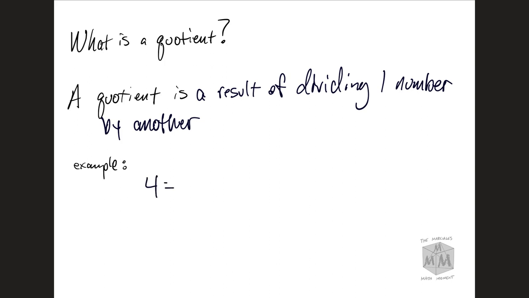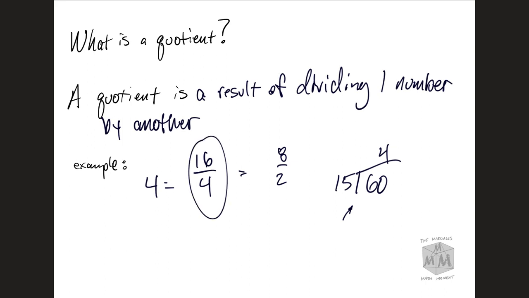So 4 could be a quotient. Quotient of 16 divided by 4. Could also be 8 divided by 2, right? Or 60 divided by 15. It's 4. It's our long division, even though that's not a long division problem. So we've seen this before, and this shouldn't be anything new or scary to us. Fractions are fine. We'll be okay. Fractions are our friends.